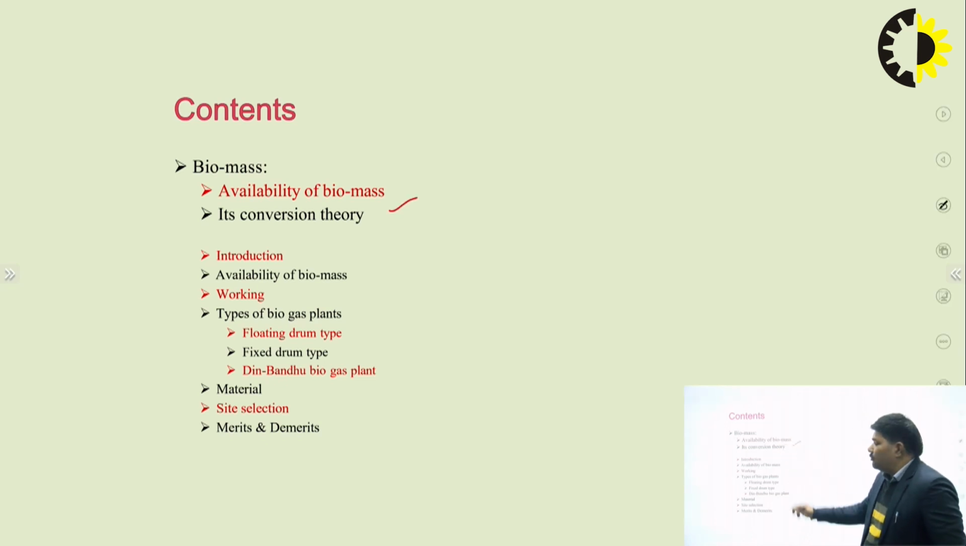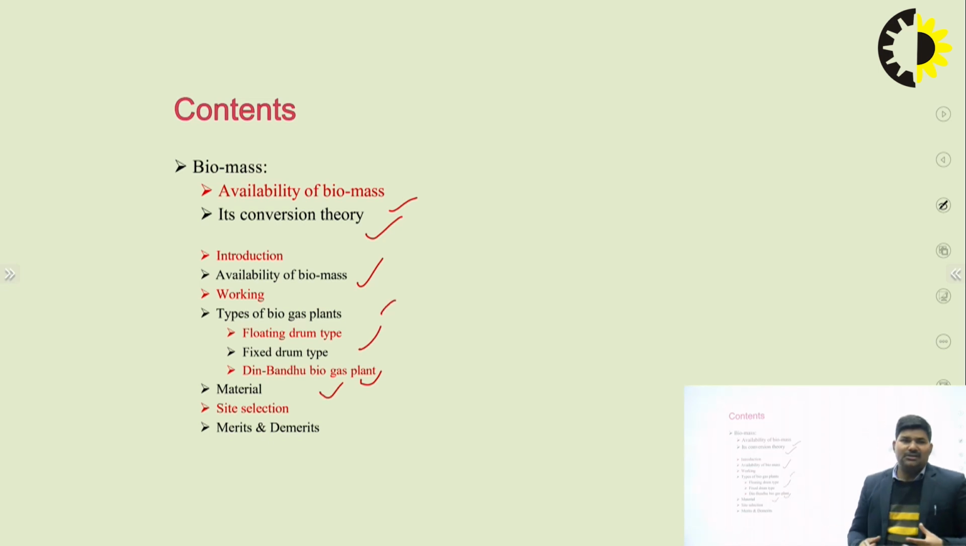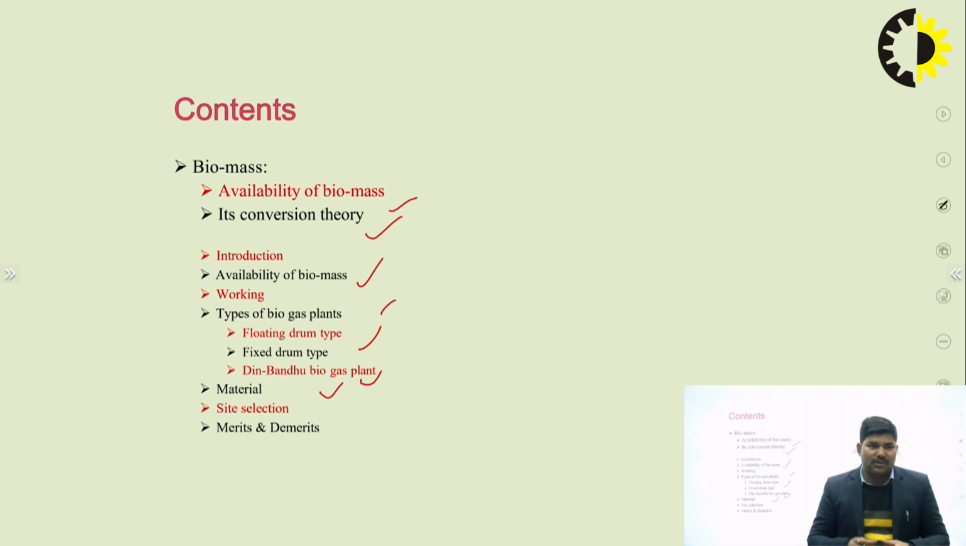The availability of the biomass, the conversion theory, how it works, then some introduction of the biomass, the working principles, which types of biomass plant, like the floating type, the drum type, the system type, or the Bin Mandu biogas plant. So we'll discuss them one by one. And there are some materials required for the development of the biogas plant, and site selection is very important, and some merits and demerits are also part of today's topic. So I'll come to them one by one.